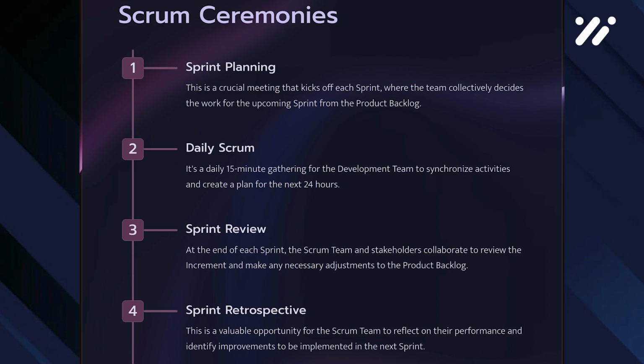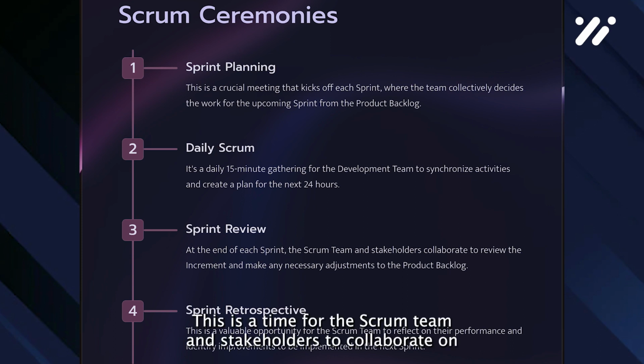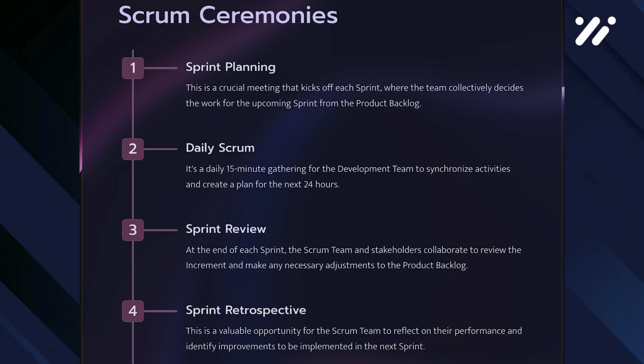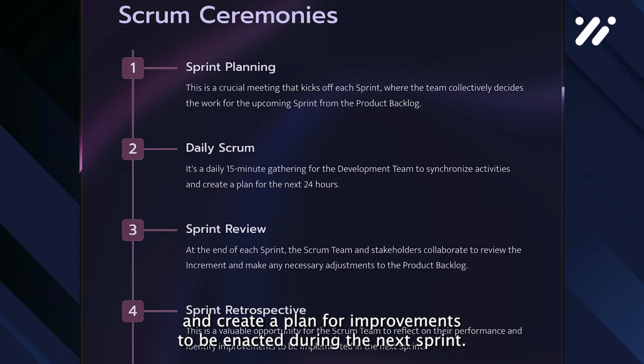Sprint Review, held at the end of the sprint, to inspect the increment and adapt the product backlog if needed. This is a time for the Scrum team and stakeholders to collaborate on what was done in the sprint. Sprint Retrospective, a meeting for the Scrum team to inspect itself and create a plan for improvements to be enacted during the next sprint.